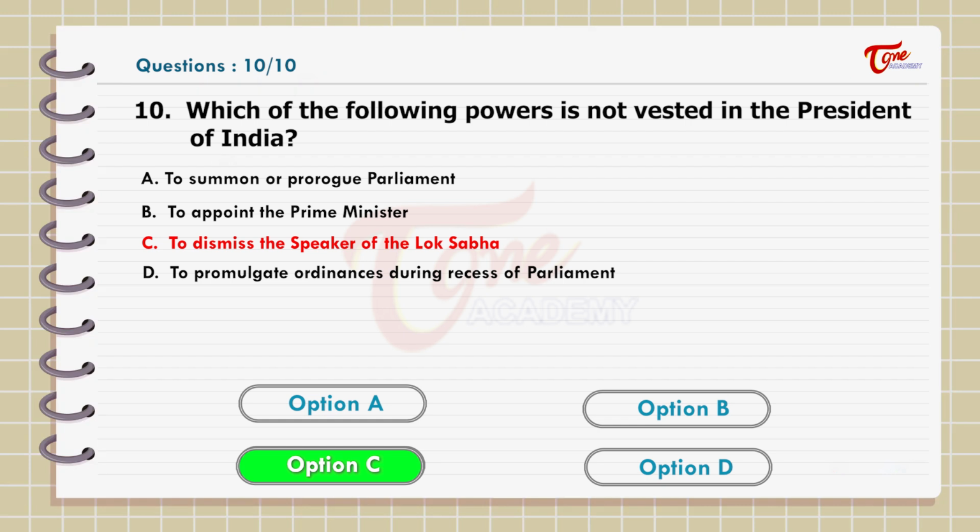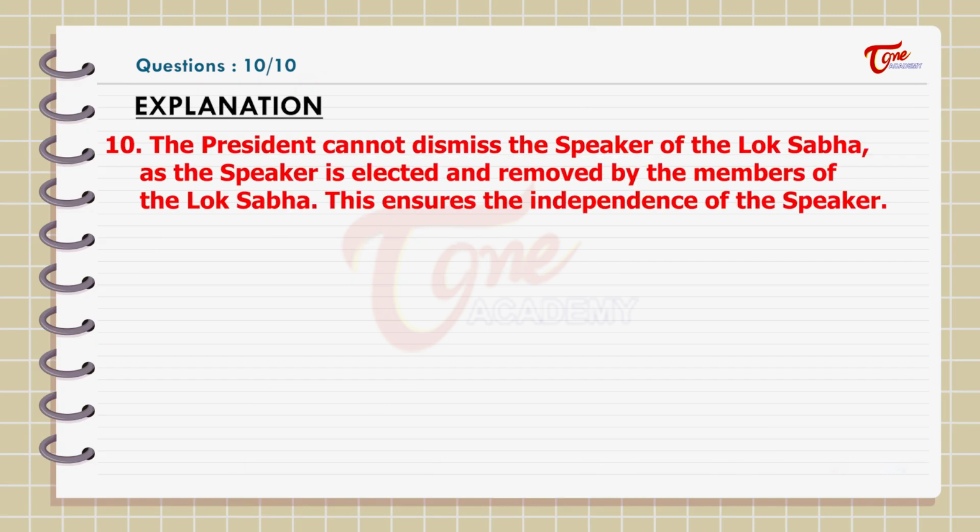Option C. The President cannot dismiss the Speaker of the Lok Sabha as the Speaker is elected and removed by the members of the Lok Sabha. This ensures the independence of the Speaker.